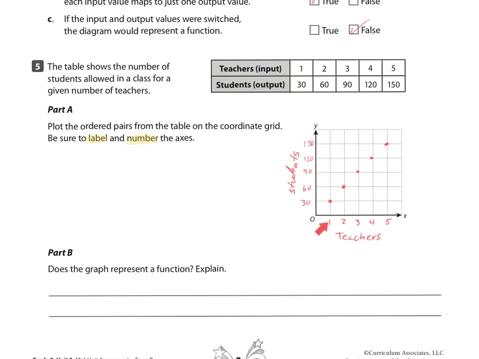In this problem, we're going to put dots and not a straight line, because if you have a straight line right here, that means that you can actually have half a teacher and 15 students, but that's not possible. You cannot have 1.5 teachers and 45 students. Again, that's not possible. So that's why we're going to keep it as points instead of a straight line. So keep in mind again that this is going to be points, not a straight line.